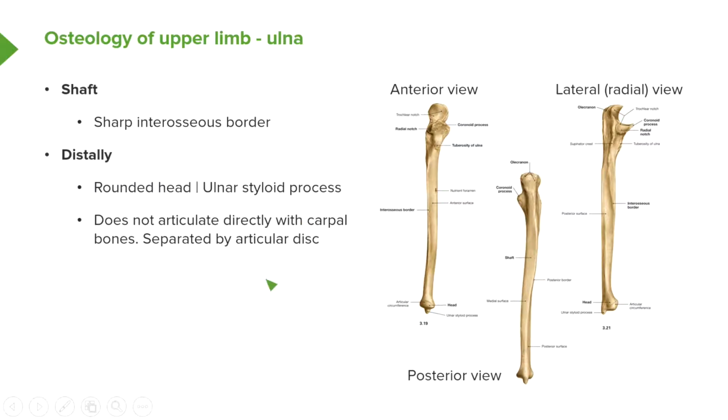The distal end of the ulna does not articulate directly with the carpal bones. There is an articulation there, but it's separated by an articular disc, and we'll come back to that when we look at the joints.